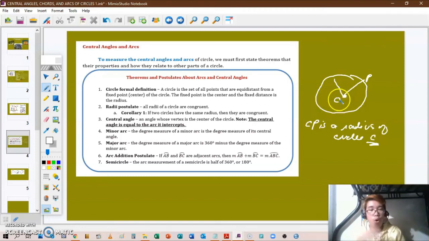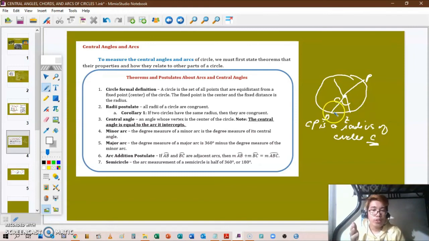Again, all of the points found on the circumference are equidistant from the center of the circle. Therefore, all of the radii of a circle are congruent to each other. The central angle is an angle whose vertex is the center of the circle. For example, we have here angle CDE, so angle CDE is a central angle.